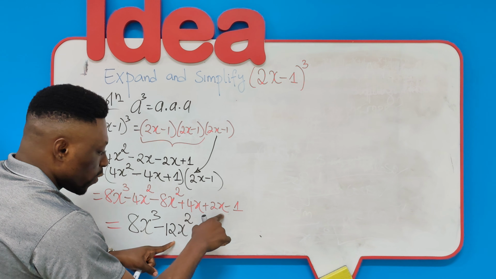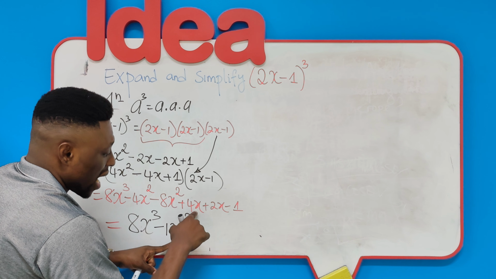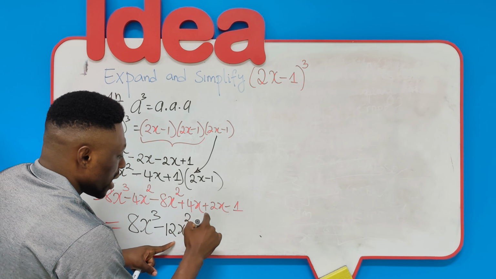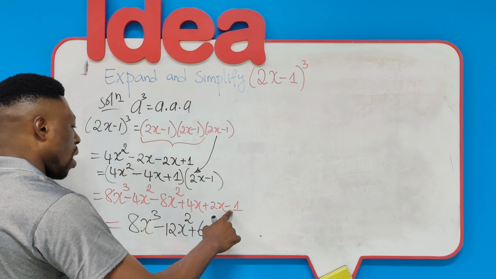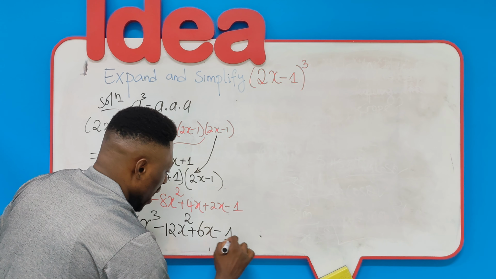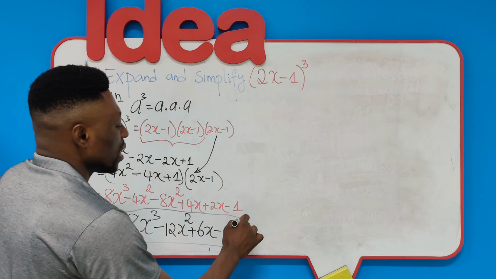All right, so we move to the next one. Are there similar terms? Yes. 4x and then 4x and then 2x. This will give us positive 6x. Now 1, there's no other constant here, so we keep it as 1. And this is how simple it is.